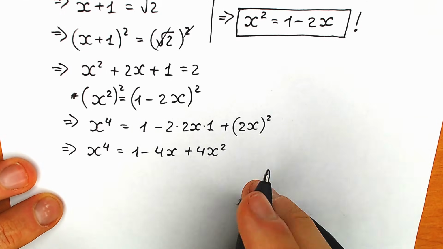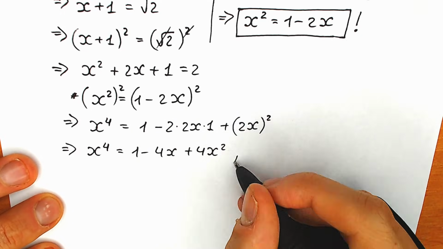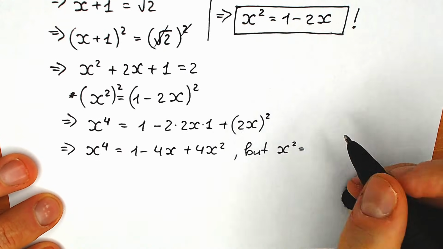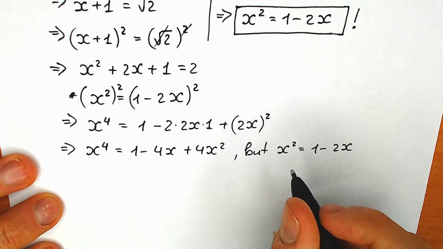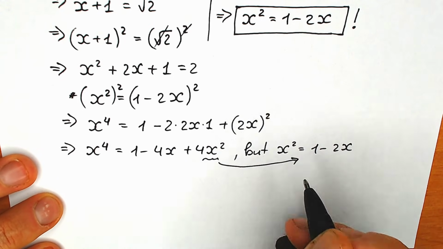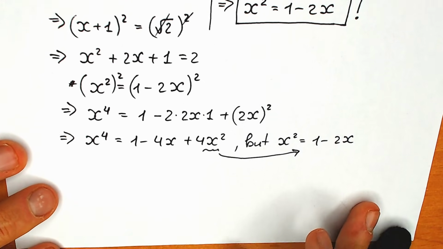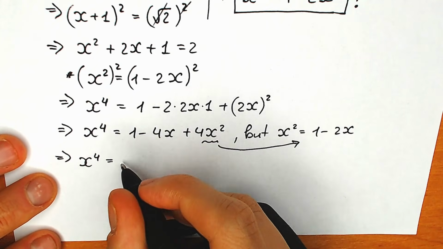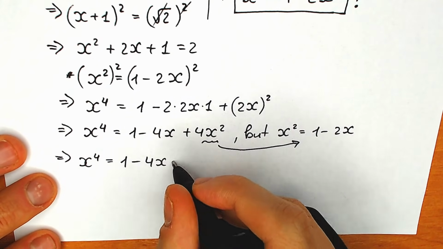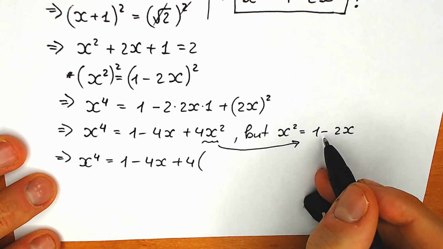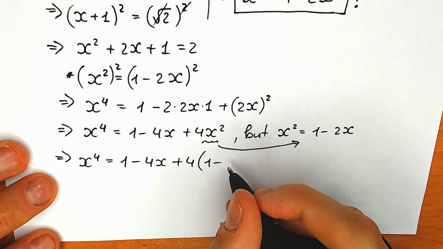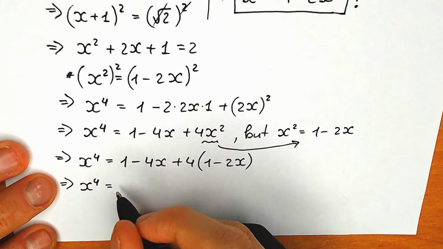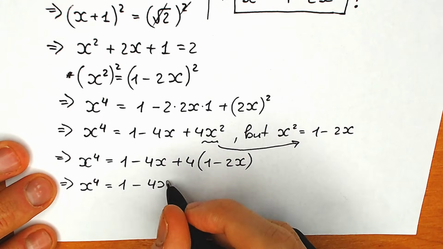And this is great, but the last thing, instead of this x squared, we write that x squared equal to, from here, 1 minus 2x. So instead of this x squared, because it simplifies that a lot, we plug in this expression. So let's do it. We have x to the power 4 equal to 1 minus 4x plus 4 times, instead of x squared, we plug in 1 minus 2x. So 1 minus 2x. Okay, from here we have x to the power 4 equal to 1 minus 4x, plus 4 and minus 8x.